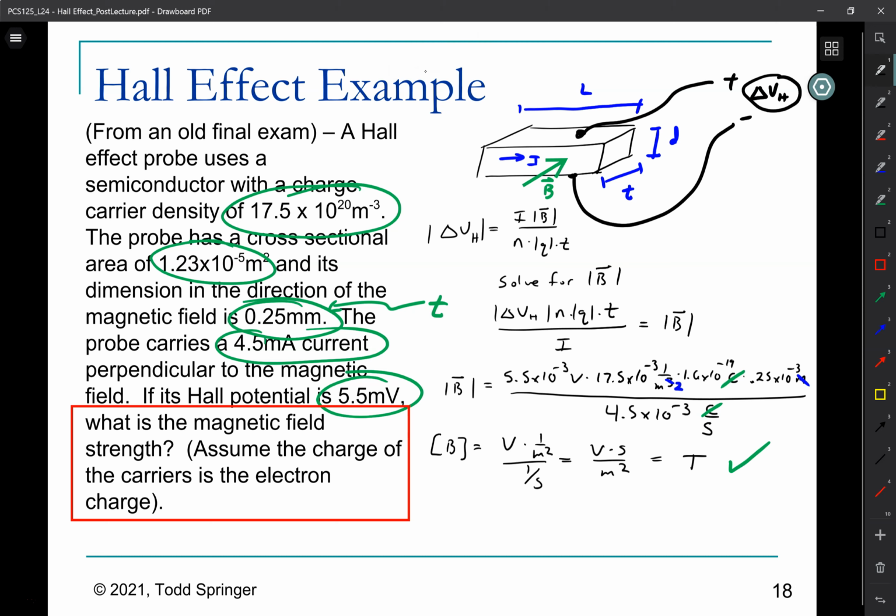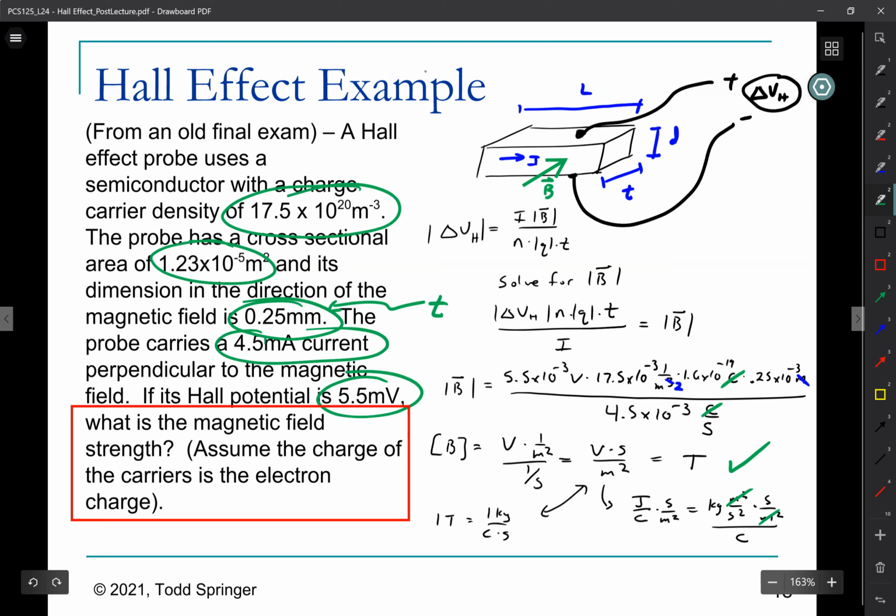This is a Tesla, which is what we should have for the units of magnetic field. Okay, so one thing that I sometimes use is 1 Tesla is 1 kilogram per coulomb second. You can check that this is the same, right? Those are the same because a volt, remember, is a joule per coulomb. So let me go here. Volt is a joule per coulomb, and then I've got seconds per meter squared. And a joule is a kilogram meter squared per second squared times seconds over meters squared divided by a coulomb. And what do I have here? Meter squared cancels. One of the seconds cancels with this one. And I have kilogram per coulomb second, which is the same as here.